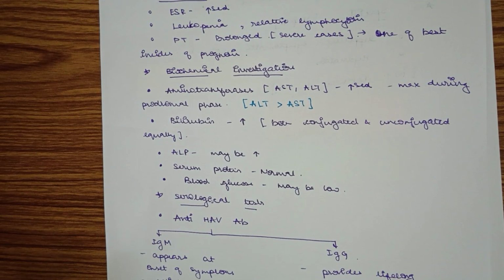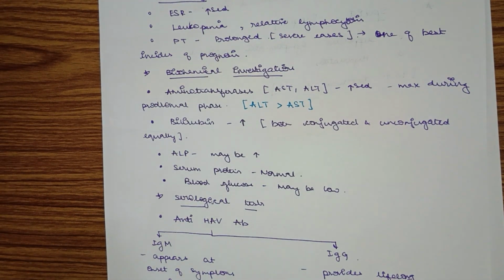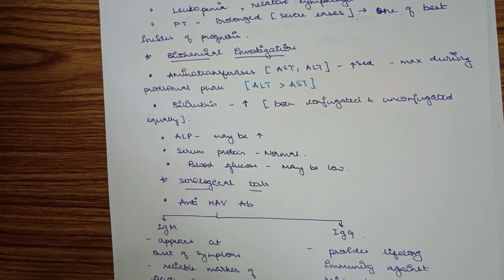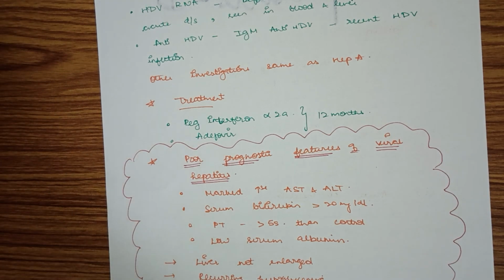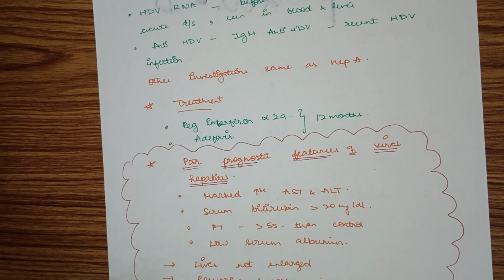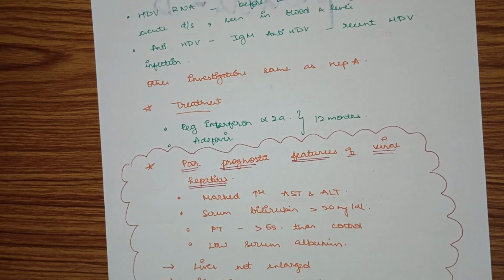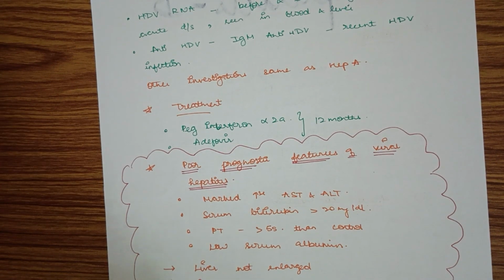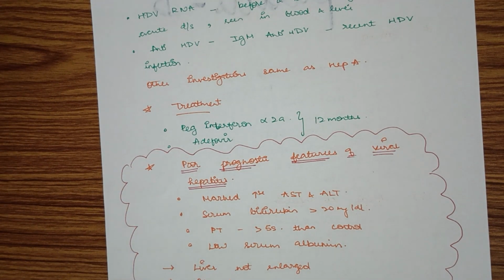The bilirubin will be increased, with both conjugated and unconjugated bilirubin increasing equally. The ALP may be increased, the serum protein will be normal, and blood glucose may be low. The treatment is that we have to treat the hepatitis B infection, along with that also the D infection, which will have certain drugs such as pegylated interferon alpha and adefovir, which we have to use for a period of about 12 months. This is all about hepatitis D virus.